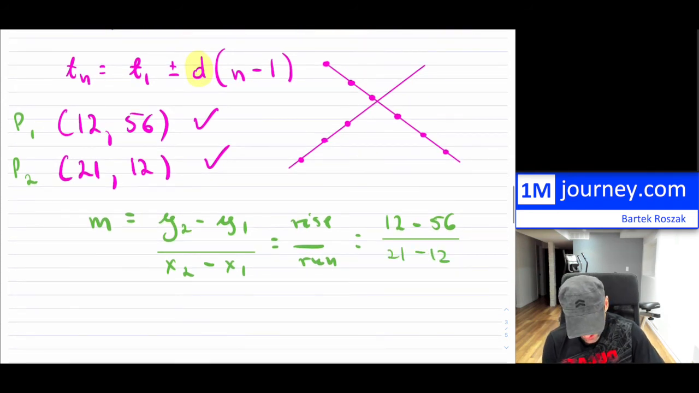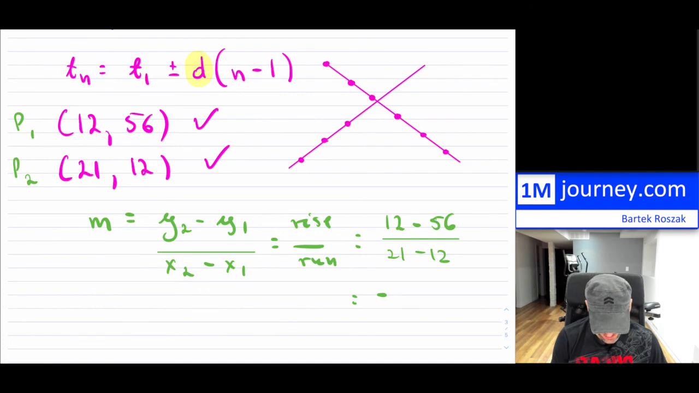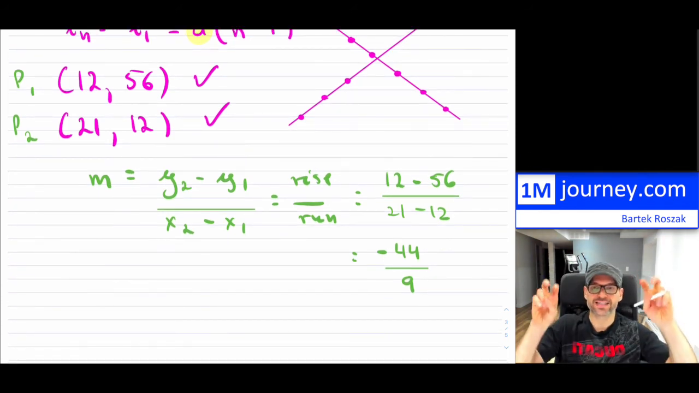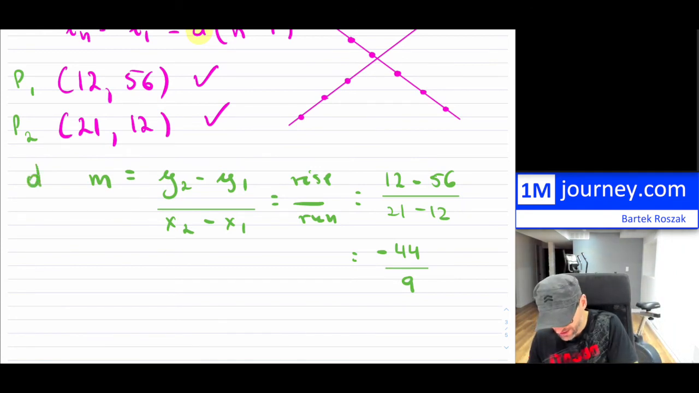So that's going to give me some number, right? So 12 minus 56, so it's going to be negative. So 56 minus 12 is 44, divided by, and now 21 minus 12, so that's going to be what, 9. Okay, so that's my slope. Not very pretty, but nobody said it would have to be. So we have negative 44 over 9. That would have been my slope. That's the same thing as your difference, right?